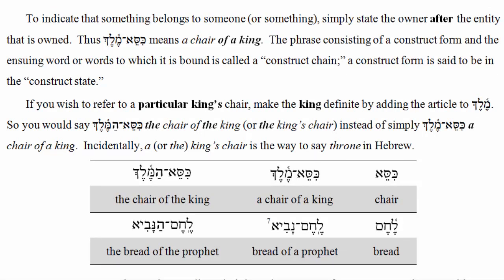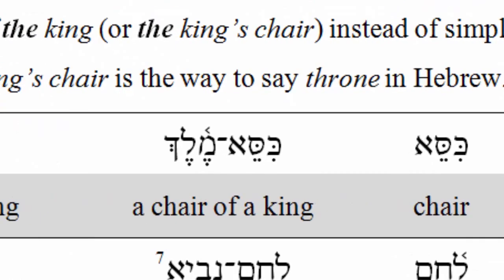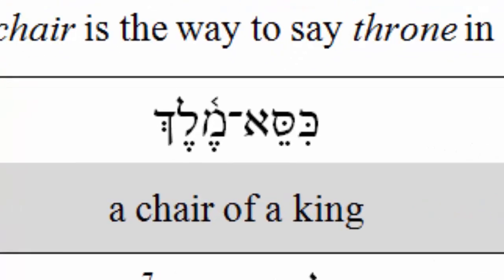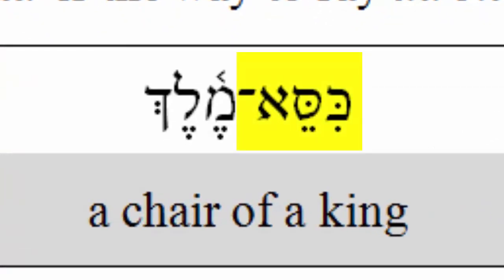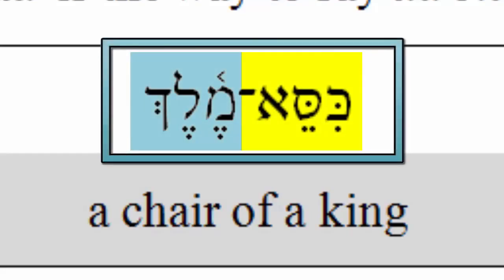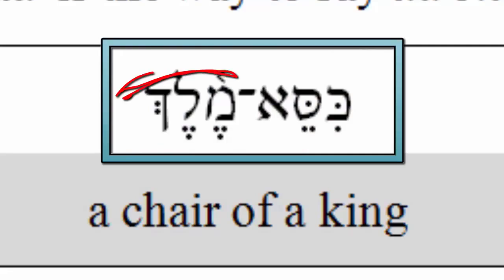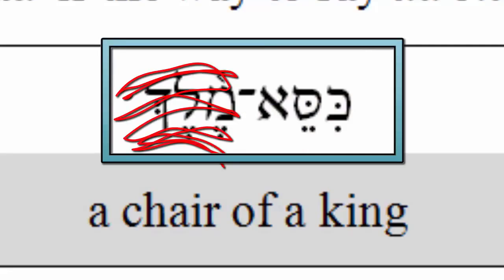Good. Now we have the equipment to indicate what belongs to whom. Let's see how we go about doing that. Consider, for example, how to go about saying a chair of a king or a king's chair. The way to go about that is similar to the flow in English, a chair of a king. So we would say kiseh, meaning chair, follow it by melech, king. Kiseh melech means a chair of a king. This is known as a construct phrase. All words but the last use construct spelling.